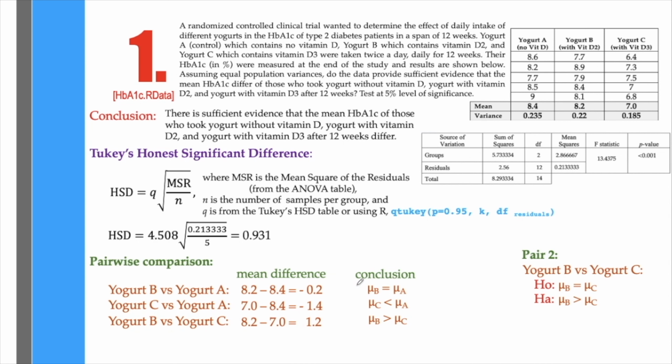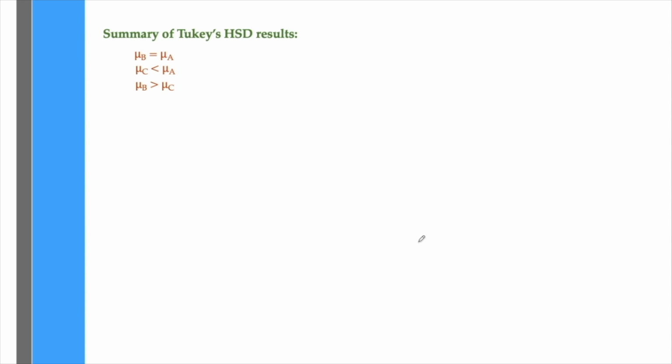Going back, since these are three conclusions, how are we going to interpret this now? Since B is equal to A, I'll just write it as A equal to B. C is less than A, so I'm going to put C lower than A since this is less than. So C is lower than A. Next, B is greater than C. So I'm going to put B higher than C. So B here is above C.